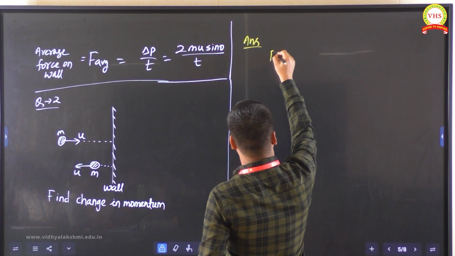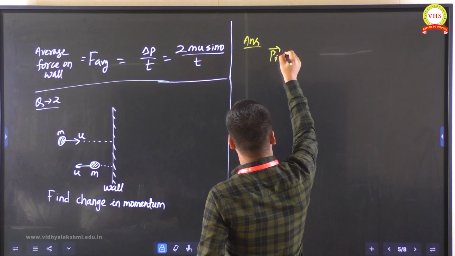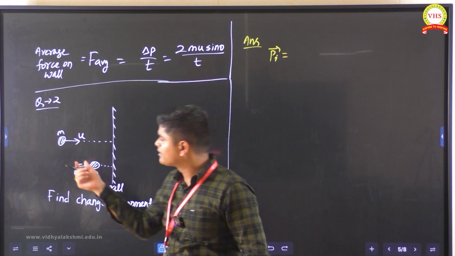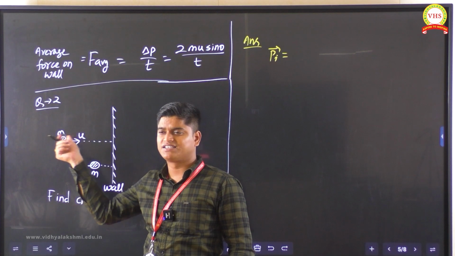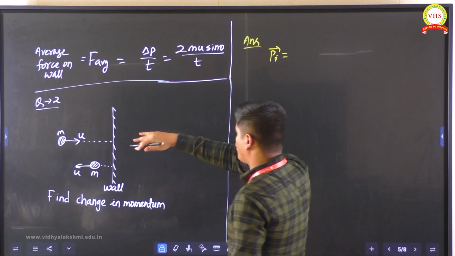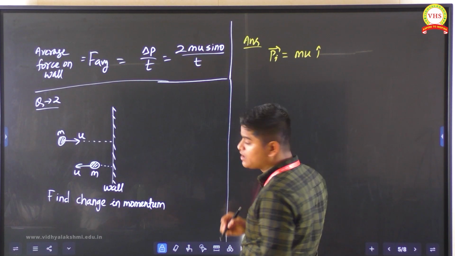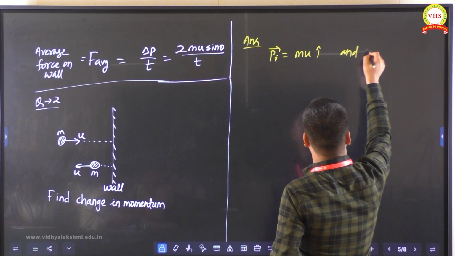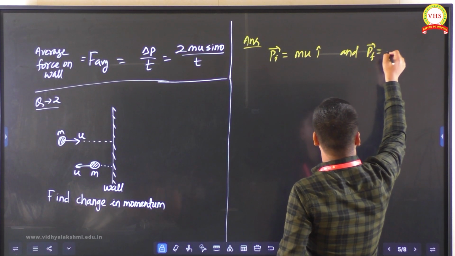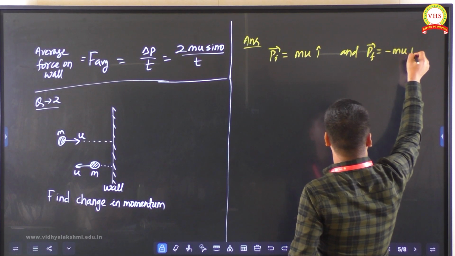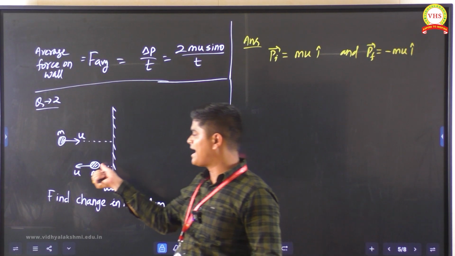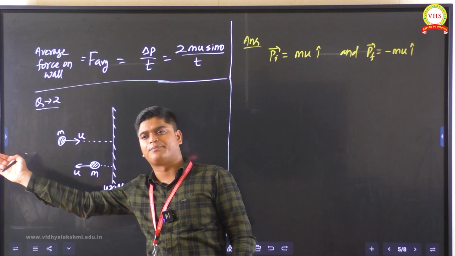Here first find what is the initial momentum. Initial momentum, everyone check. Mass and u. See, mass is there, u is velocity. It is going towards right. So mass into u i cap. And final velocity is what? Minus m into u i cap. Final momentum, mass into u is velocity going towards left.